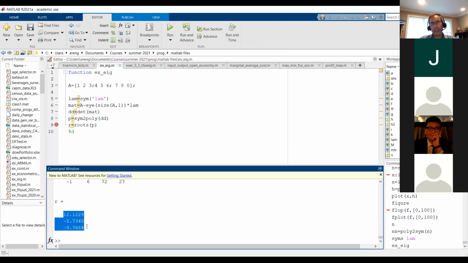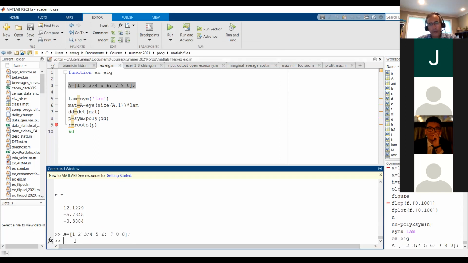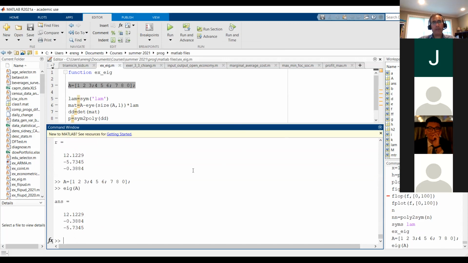These roots here, guys, are the eigenvalues. Just to show you, let's do RR equals eig of A. Oh, I need to define A. Let me copy A here. I can do eig of A. You see? It's simply organized, but these are the exact values. Do you have a question? Questions, guys?